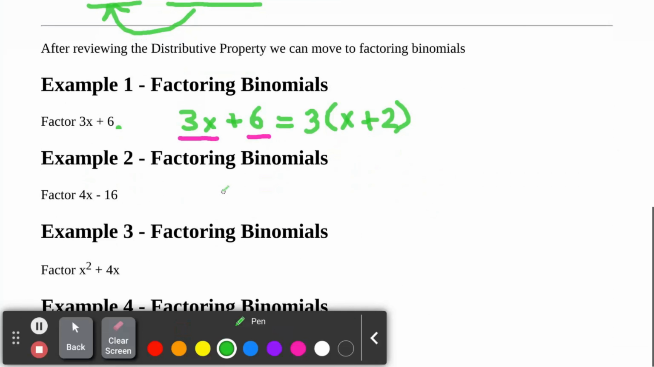So in example 2 here, we're factoring 4x minus 16. Okay, so we have to look at the common factors of both the term 4x and the term negative 16. Okay, so we say 4x minus 16, what would that equal? Well, the greatest common factor between the two of them is 4. So we're going to pull out a 4.